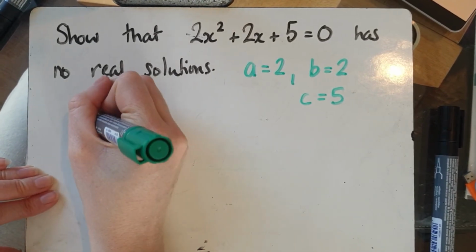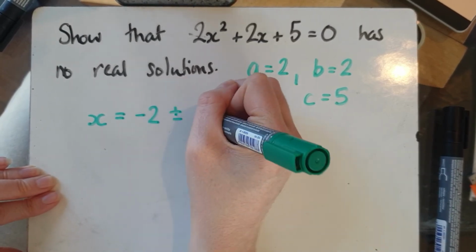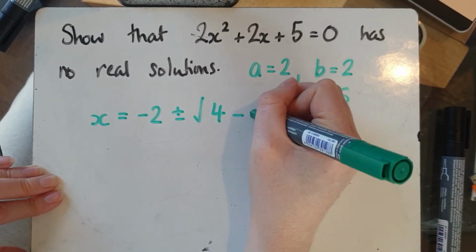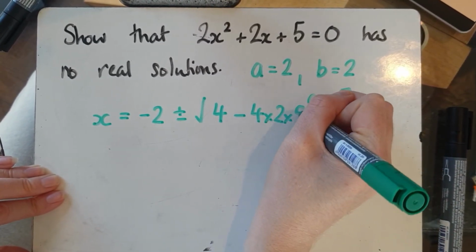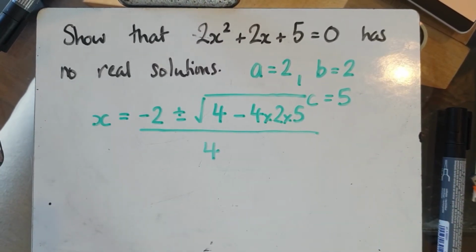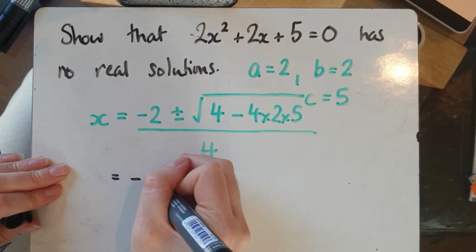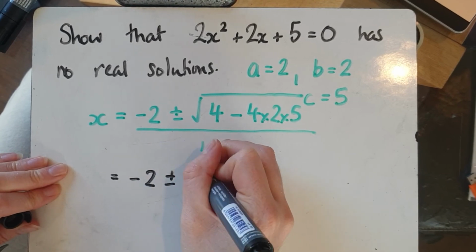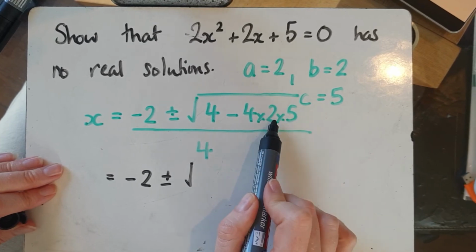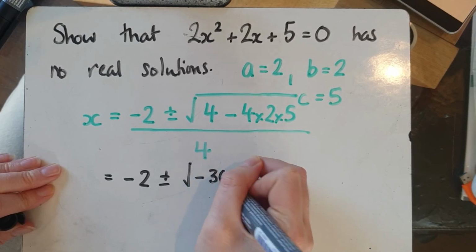So we would have x equals minus b plus or minus the square root of b squared minus 4ac, all over 2a. This will turn into minus 2 plus or minus the square root of, so 4 times 5 is 20, times 2 is 40. So if we do 4 minus 40, we get negative 36.